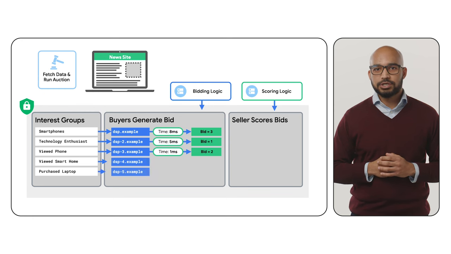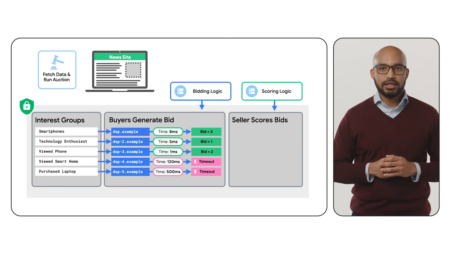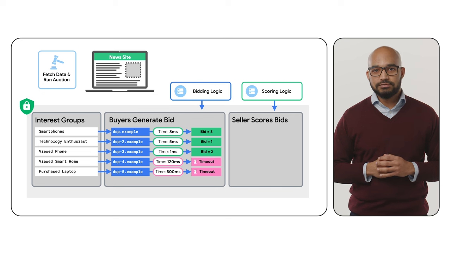But if, say, the last 2 interest groups took 120 milliseconds and 500 milliseconds, respectively, then they time out and they don't get a chance to bid. So we have three valid bids available for scoring. Let's go through that final step.